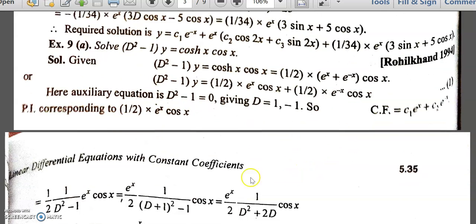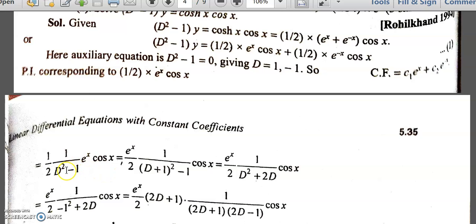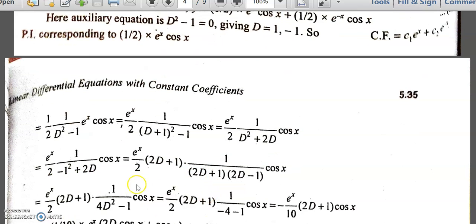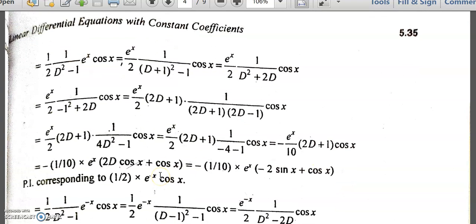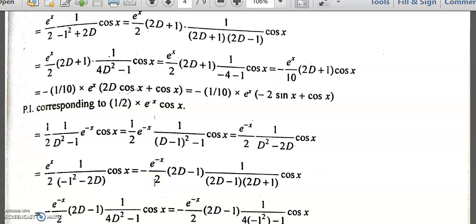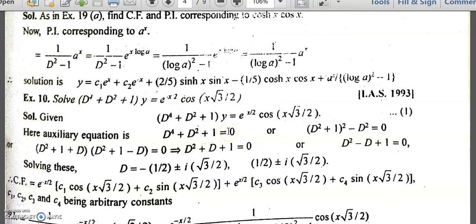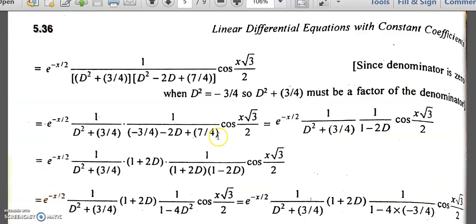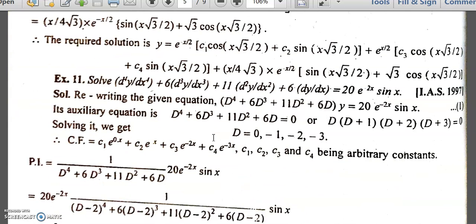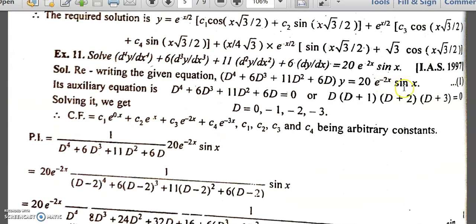Then for e to the power x cos x, you replace: e to the power x comes out and D replaced by D plus 1, then D square replaced by minus 1 square, so 2(D plus 1). Now rationalize it and do this. So same procedure; if you have understood it one time, then you can do every problem here. You would not face any problem, right? Here it is also the same, and e to the power minus 2x sin x is also the same.